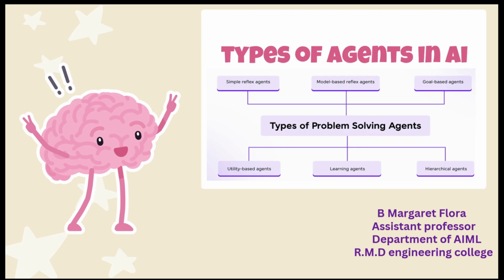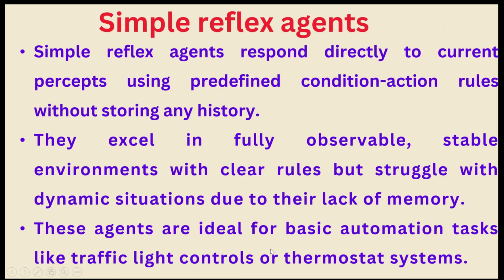So we'll see what the types are: simple reflex agent, model based reflex agent, goal based agent, utility based agent, learning agents, and hierarchical agent. We'll see one by one what its types are and how it's going to help in building machine learning models. So first, we'll see what a simple reflex agent is.